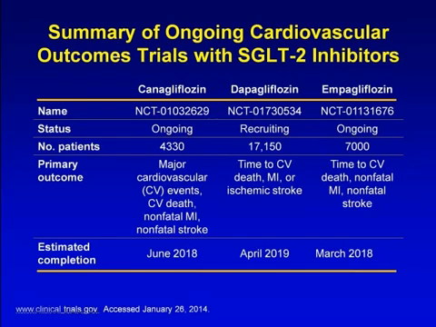However, as per the FDA mandate, they're required to do long-term adjudicated cardiovascular outcome trials, and these are ongoing with canagliflozin, dapagliflozin, and empagliflozin, recruiting a large number of patients with cardiovascular disease and diabetes. And the primary outcome here is very similar in all of them, including cardiovascular death, non-fatal MI, and stroke. It'll be a few years before we get the results on these trials, and we await them to hopefully demonstrate safety of these agents.